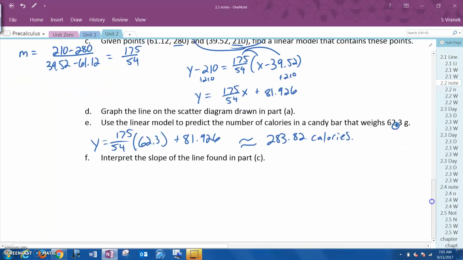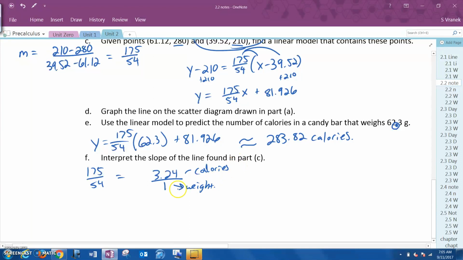And then finally it says, interpret the slope that we found in part C. So the slope was 175 over 54, but if we talk about that in terms of a decimal, that's 3.24. And remember, I'm going to rewrite it like this, 3.24 over 1. This is your y, which is your weight. No, I'm sorry, your y is your calories. And this is your weight.